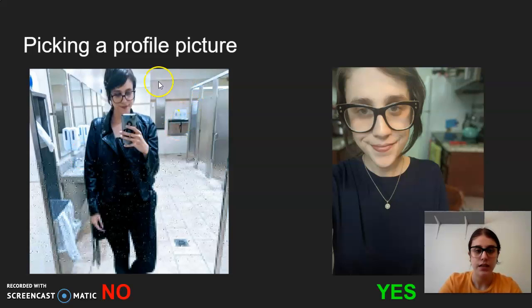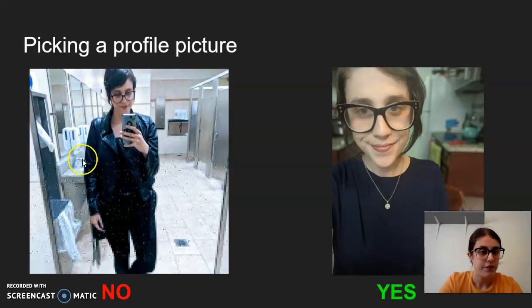Third of all, it's a full body picture, so you can't really get as clear of a look at the face because it is getting the whole body in frame. You really want the primary focus to be your face. The little circle where your profile picture goes is very small, so you want to make sure you use that space to the best of your ability.